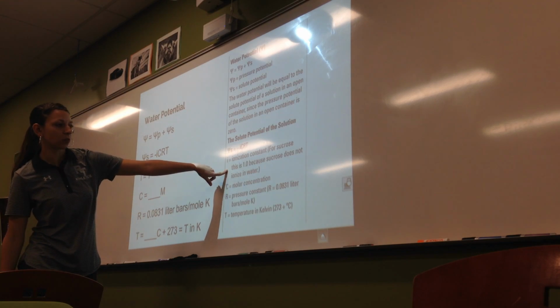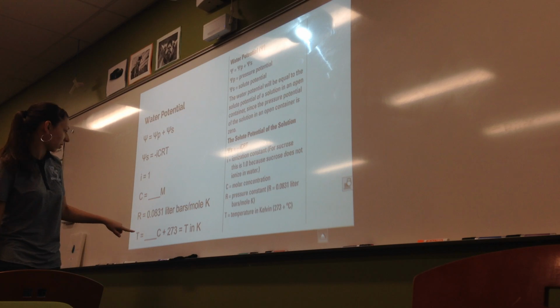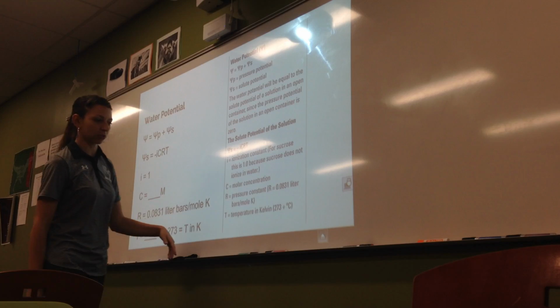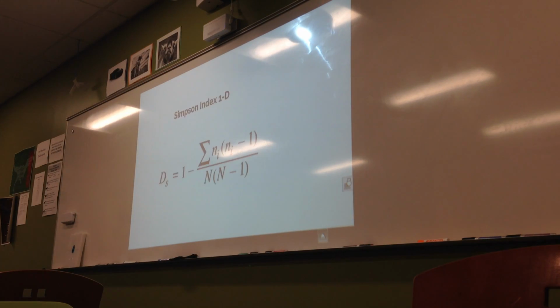for sucrose, it's 1 because sucrose does not ionize in water, and most of the time we're going to be dealing with sucrose when we deal with these problems. If not, they'll give you another value. R is a constant. Make sure your temperature is in Kelvin, and you can plug it in from there. Just be familiar with that one.